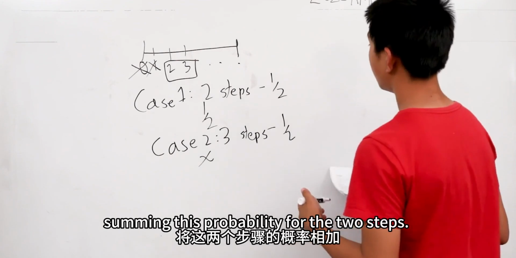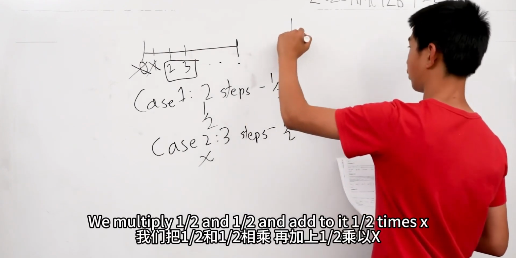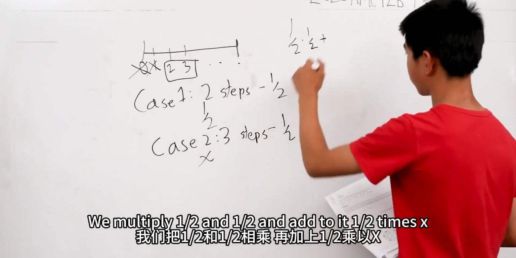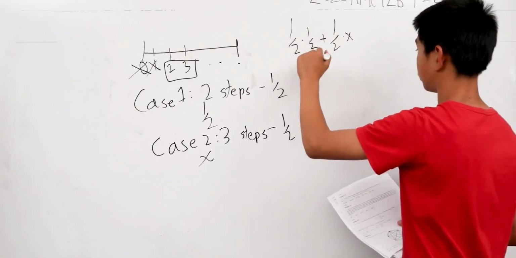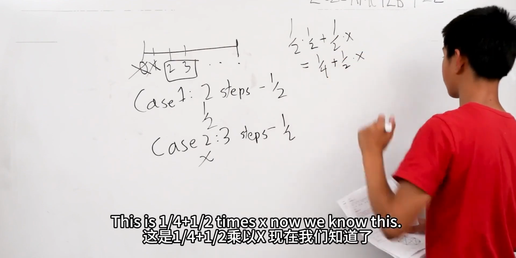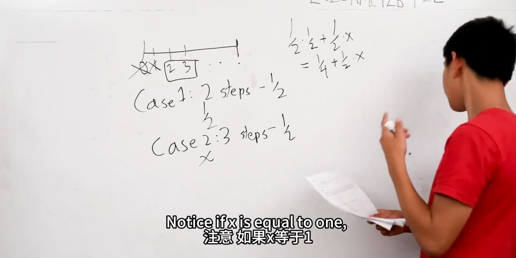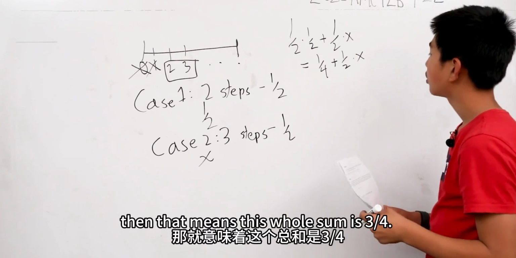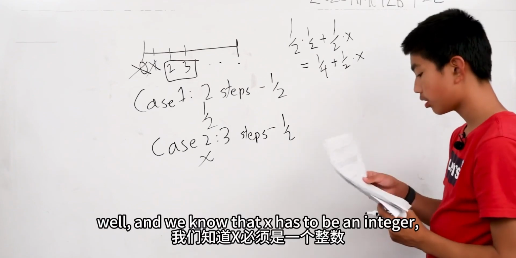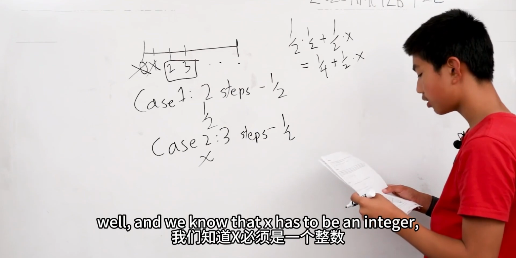Summing this probability, for the 2 steps we multiply 1/2 and 1/2, and add to it 1/2 times x. This is 1/4 plus 1/2 times x. Now we know this. Notice, if x is equal to 1, then that means this whole sum is 3/4. We know that x has to be an integer.